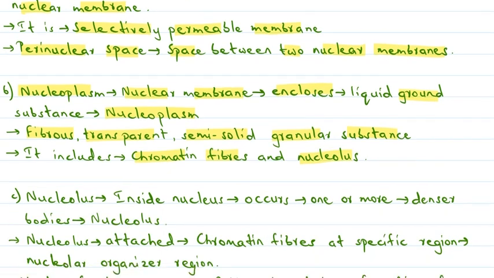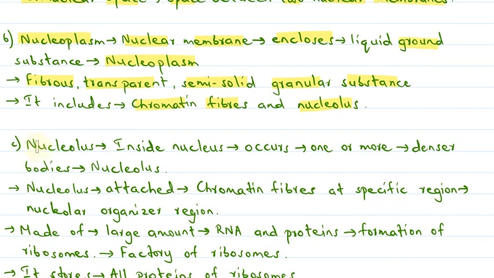Then we discussed the nucleolus. So what is the nucleolus? Inside the nucleus there occur one or more denser bodies, and these denser bodies are known as nucleoli. These nucleoli are attached to a chromatin fiber or chromatin fibers at a specific region, and this is known as the nucleolar organizer region.